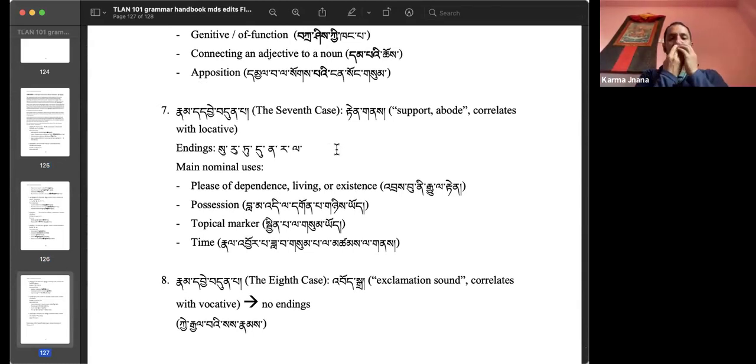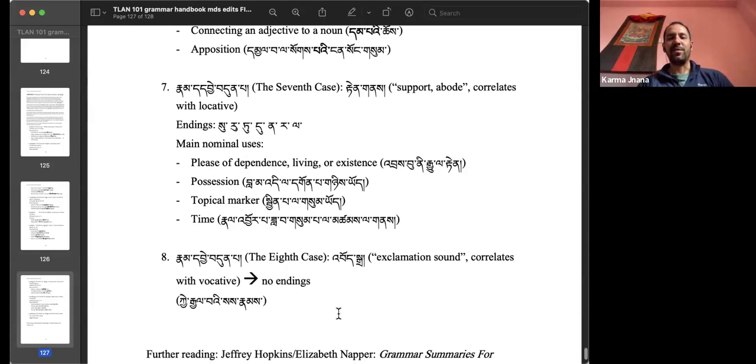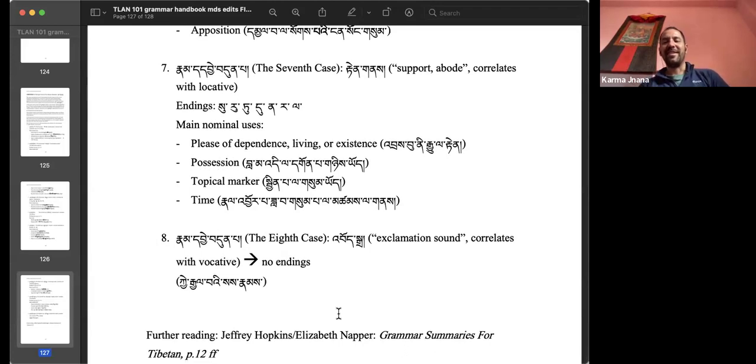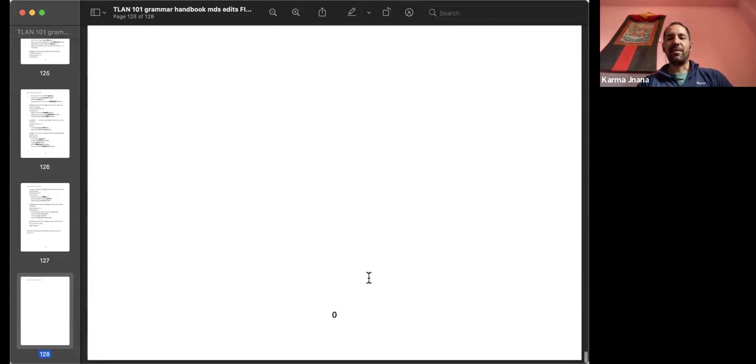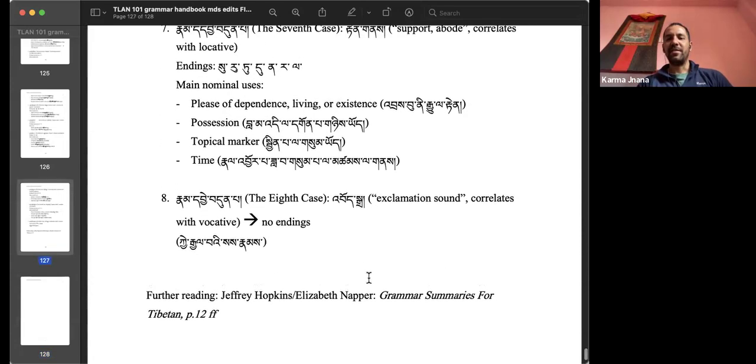And the last particle is not much. I guess the first one is the easiest, and the last one is the second easiest, which is just the vocative. You're just sort of saying hey, or something like that. And that's it. We have officially finished our book now. So just a couple of useful things there.